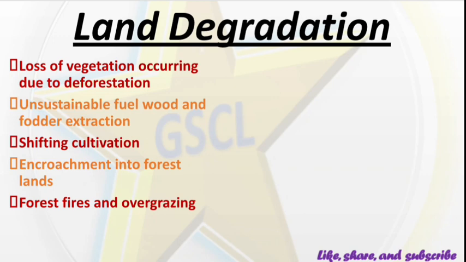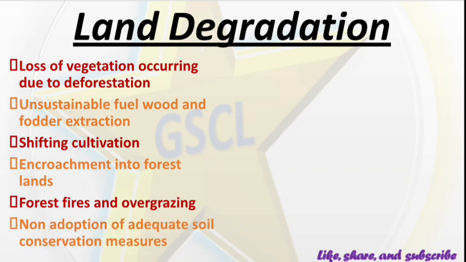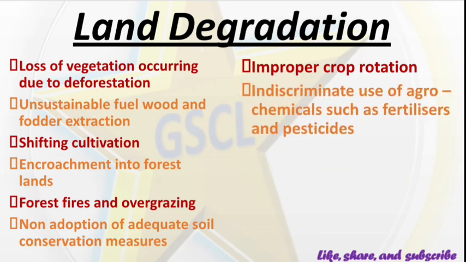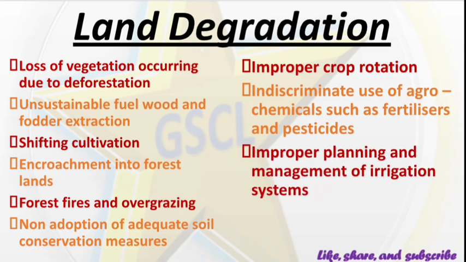Apart from these, not including best practices that help us to conserve soil, improper crop rotation, overly using fertilizers and pesticides, improper planning and management of irrigation systems, and practices that lead to reduction in groundwater are also the reasons for land degradation.